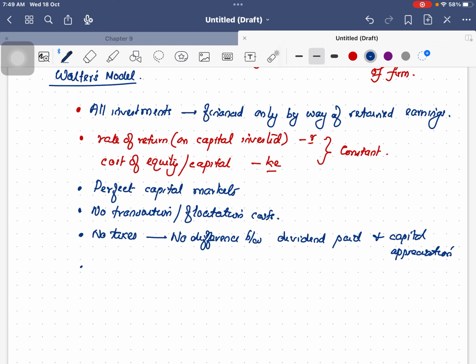And the last assumption, the firm has a perpetual life. Perpetual life means you can expect this firm to have n number of years, and hence we have that formula for valuing the firm. We have learned about the valuation of firms when they have a perpetual life: simply capitalize the earnings, you will get the value of the firm. So these are the assumptions that need to be satisfied before we follow this Walters model.